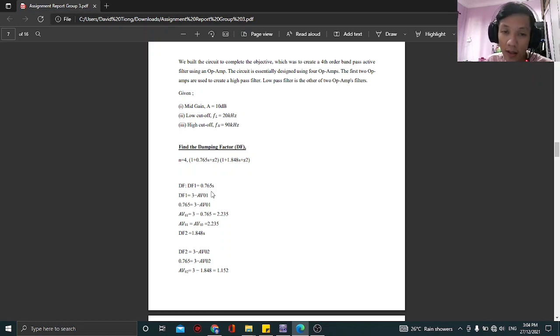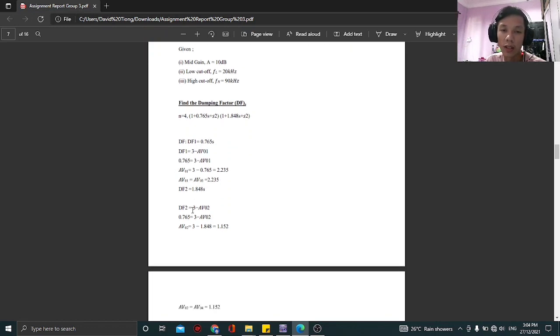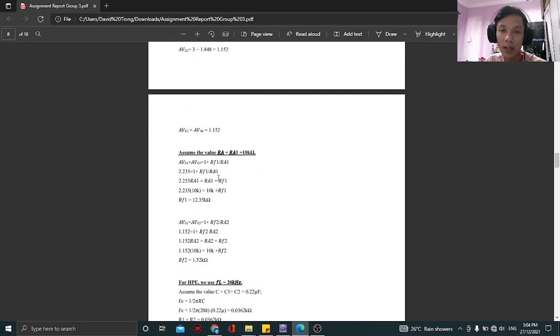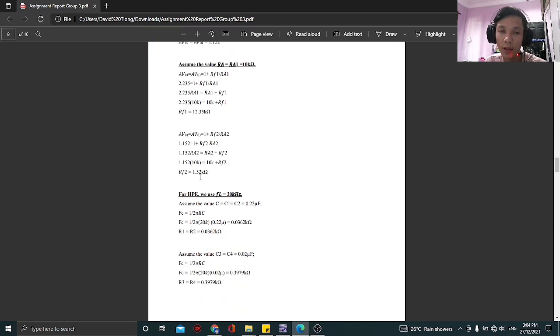DF1 we get is 0.765, and AV01 equal to AV03 equal to 2.235. For DF2 equal to 1.848, after doing the calculation, we get AV02 equal to AV04 equal to 1.152. Next we assume the value of RA equal to RA1 equal to 10 kilo ohm. For RF1 we get 12.35 kilo ohm, and for RF2 equal to 1.52 kilo ohm.